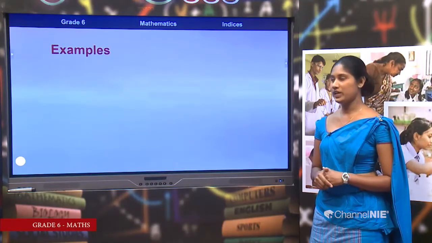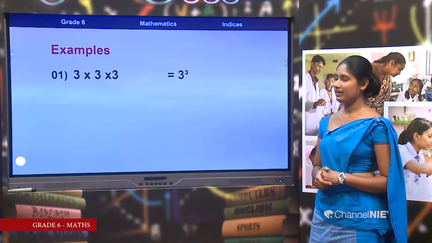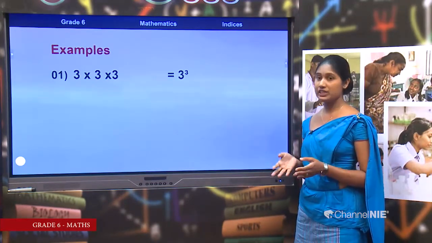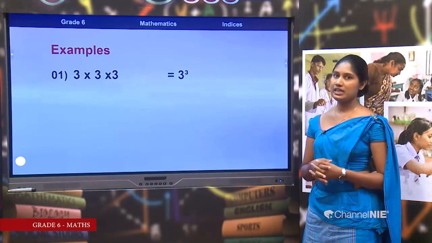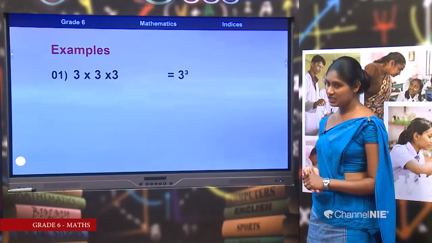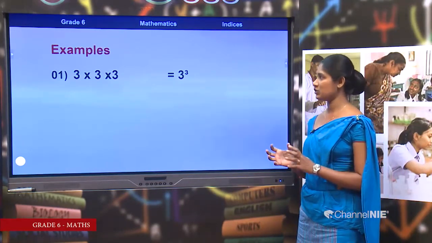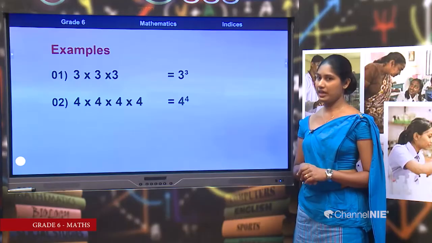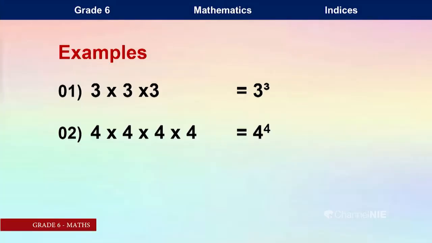Okay, we'll move to examples. Here it is very easy. Here you can see 3 has been multiplied with other 3's. What is the way we should write this using index notation? That is 3 to the power 3. Base is 3 and index is 3. Second one, how many 4's are there? Count it, my dear children. Here 1, 2, 3, 4. Then you can write it 4 to the power 4, because 4 is the base and the index is also 4.